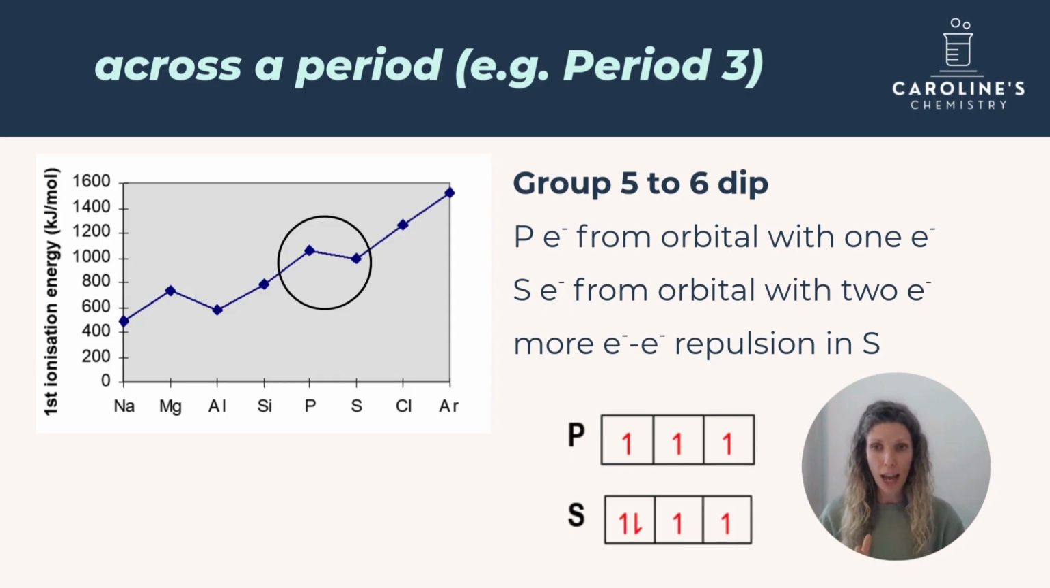Electrons repel each other anyway. So in phosphorus, those 3 electrons in 3p, they are going to be repelling each other because they are negative electrons. However, in sulfur, when the electrons are paired up, then the electrons are repelling each other more. So keyword there is more electron-electron repulsion in sulfur, and that's why less energy is required to remove that outer shell electron.